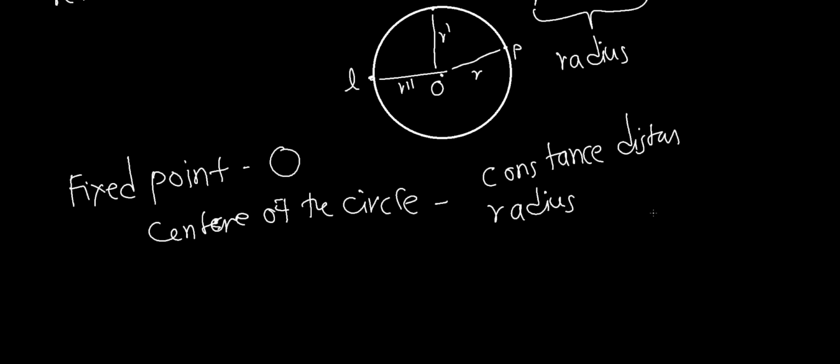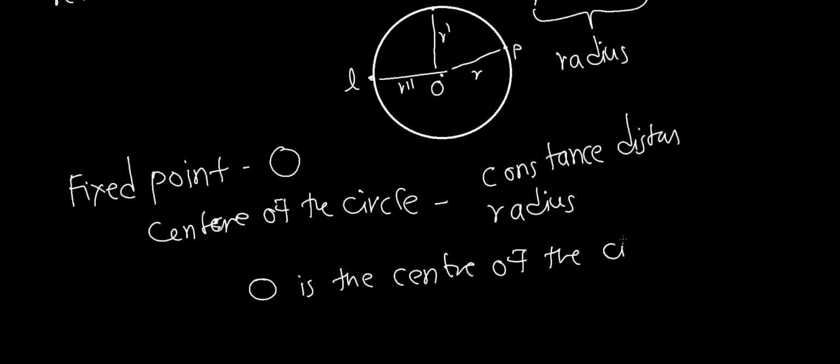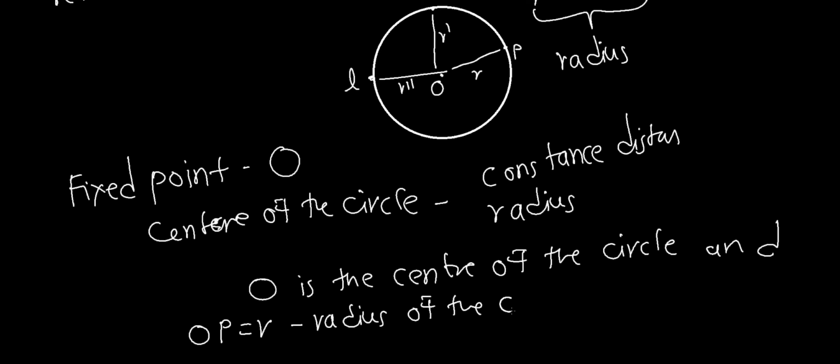So in this figure, O is the center of the circle and OP equals R, that is the radius of the circle. Now let's see further concepts related to the circle.